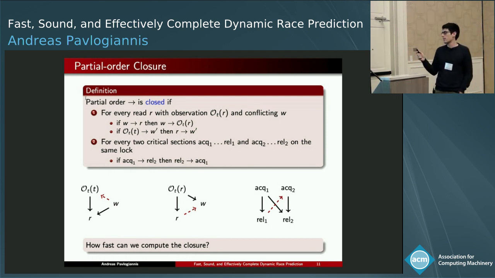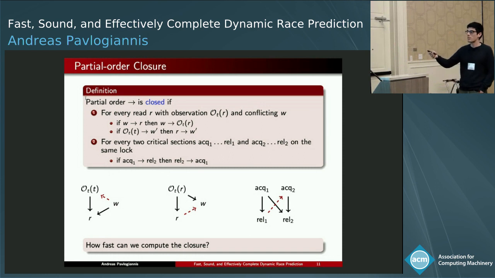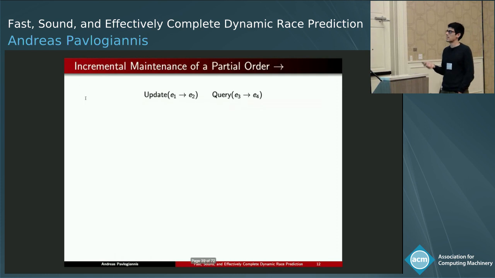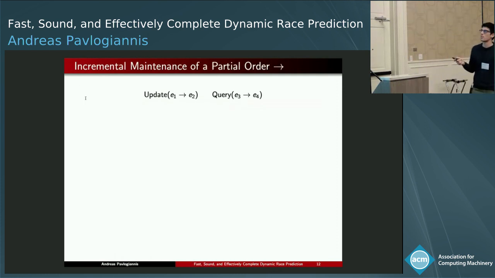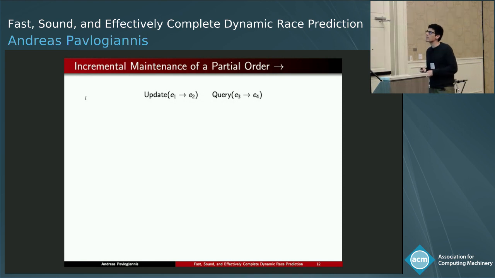So again, on the technical level, the way I am picturing this is that you need to solve a problem regarding maintaining incrementally a partial order. And by this, I mean that you need to be able to support two operations. You need to be able to insert new orderings. And then you need to be able to query about the ordering of two events, taking into account all the preceding updates. Now, how can you solve this?